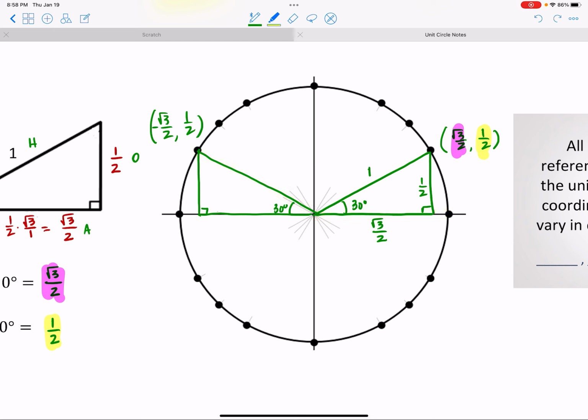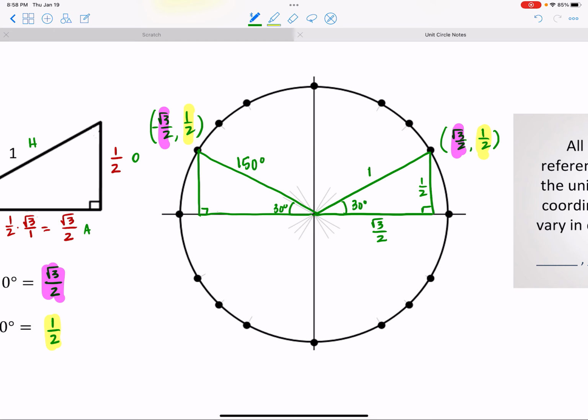So this is actually going to be a 150-degree angle. So now if I said, what is the cosine for 150? I know it's negative radical 3 over 2. And if I said, what is the sine for 150? Right there, it's going to be a half.